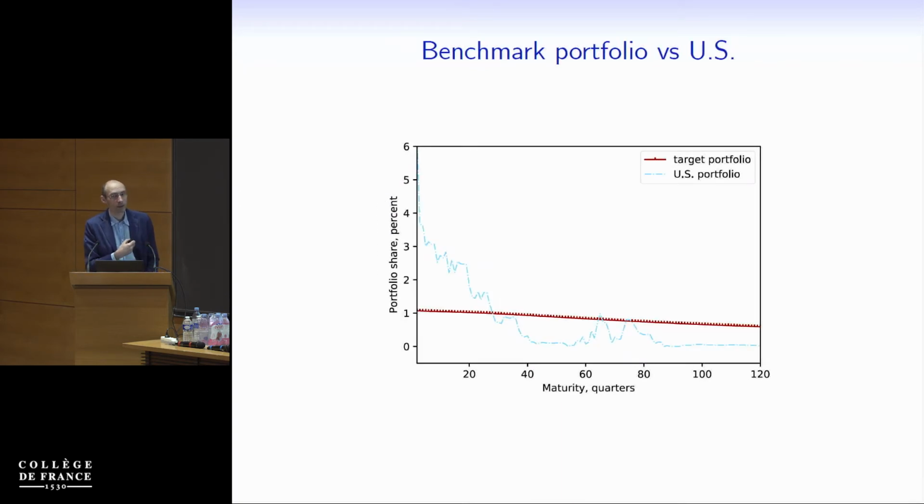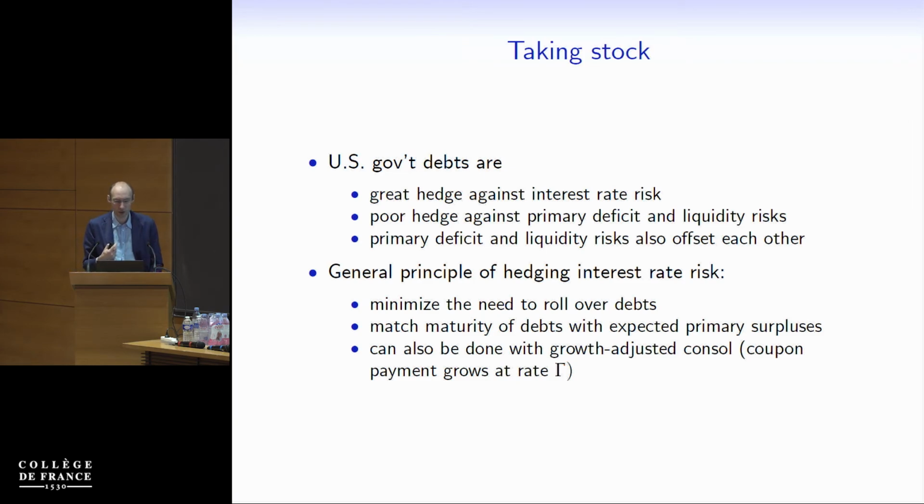To give you some comparison to the data, here I also superimpose the US portfolio in 2017 by maturities. You'll see that in the US portfolio there is much more weight in the short bonds, and much less weight in the long bond. So the US portfolio is much shorter. Taking stock, US government debt is a great hedge against interest rates, just because a 5-year bond is a 5-year interest rate. They're a poorer hedge against primary deficit and liquidity risk, and the two other things also go in the opposite direction.